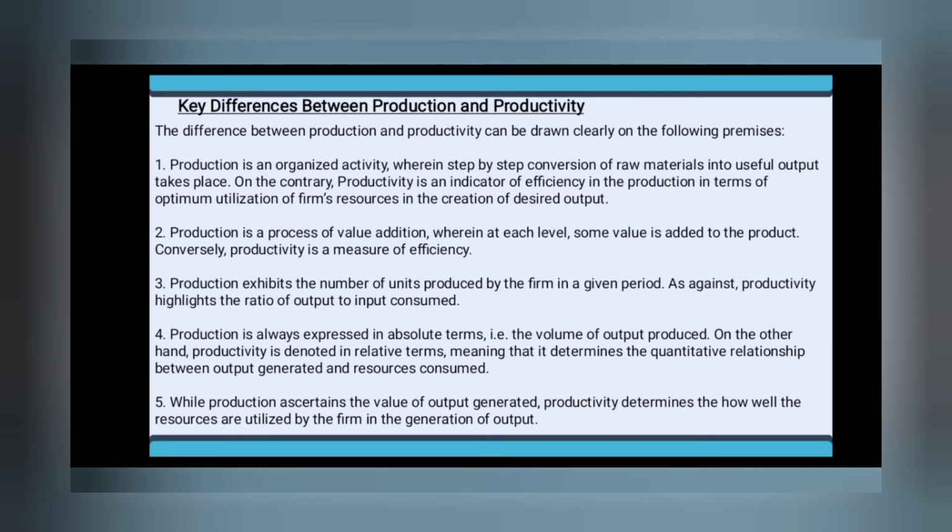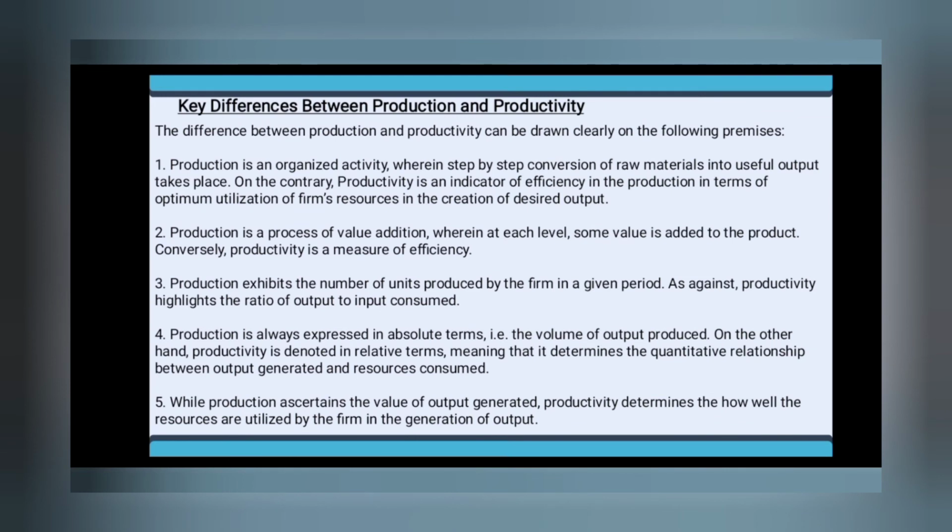Productivity is a measure of efficiency. Production exhibits the number of units produced by the firm in a given period, as against productivity, which highlights the ratio of output to input consumed. Production is always expressed in absolute terms, for example, the volume of output produced. On the other hand, productivity is denoted in relative terms, meaning that it determines the quantitative relationship between output generated and resources consumed, while production ascertains the value of output generated.